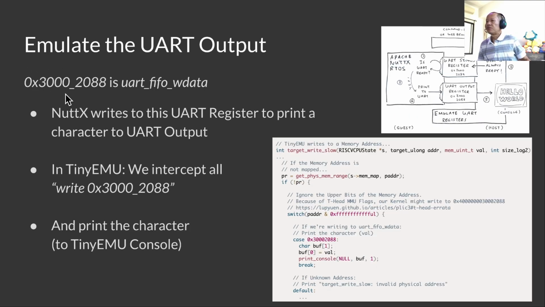This is the address of the UART output register. NuttX will write to this UART output register to print a character to UART output. In TinyEMU, we intercept all writes to this address and we print the character that's written to the address.